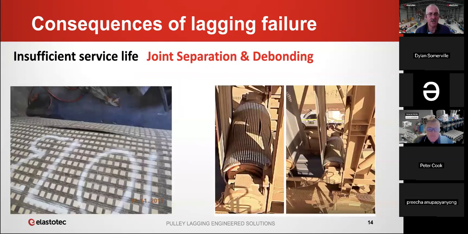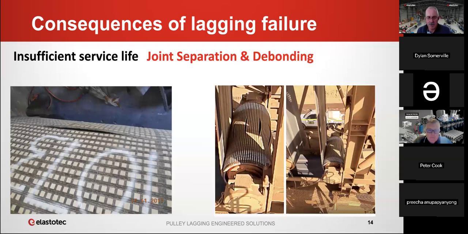Similar to edge lifting is what we call joint separation and debonding, which you can see in these photos. If you can imagine every time a pulley goes around, regardless of whether it's a drive pulley or a non-drive pulley, the lagging is subjected to cyclic stresses. Obviously more stress on a drive pulley. Those stresses will always find the weakest point in the lagging. And usually this is the join on cold bond lagging.